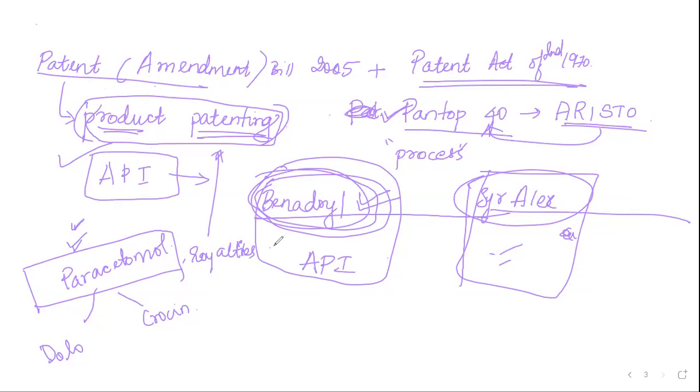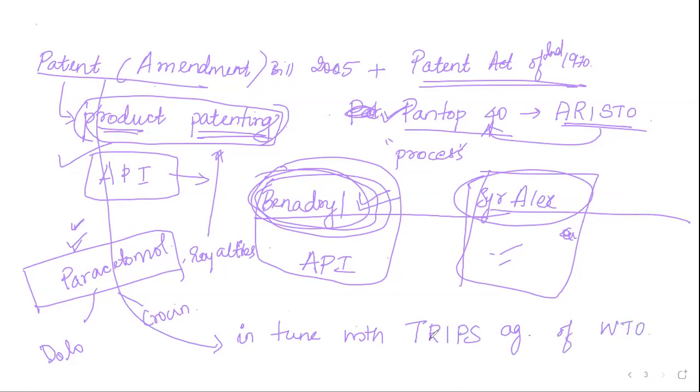Now, what happened after the Patent Amendment Bill 2005 came up was, this was an amendment which was completely in tune with the TRIPS agreement of WTO. What is the TRIPS agreement? Basically, trade-related intellectual property rights. So basically, it's about how you are obeying the intellectual property rights of the world throughout. Are you following me? It's about how you try to follow the intellectual property rights of other countries.